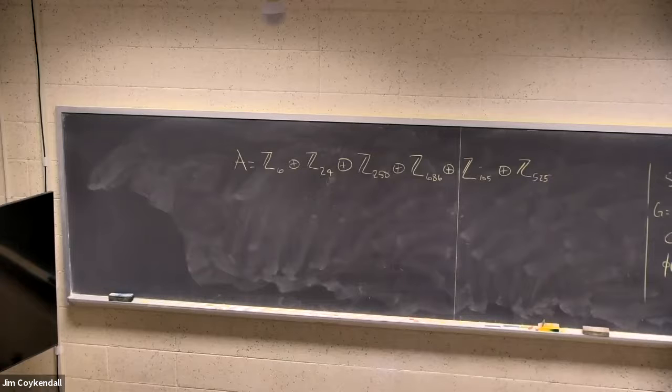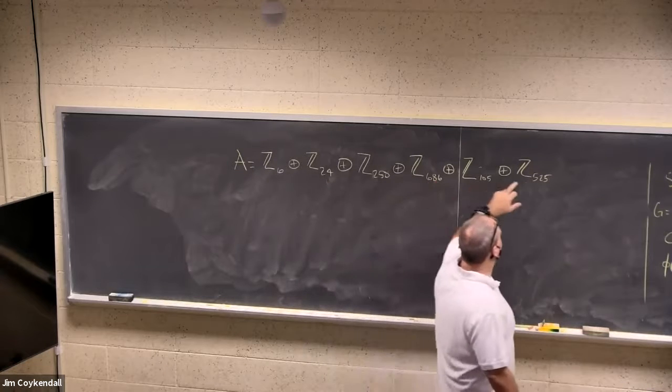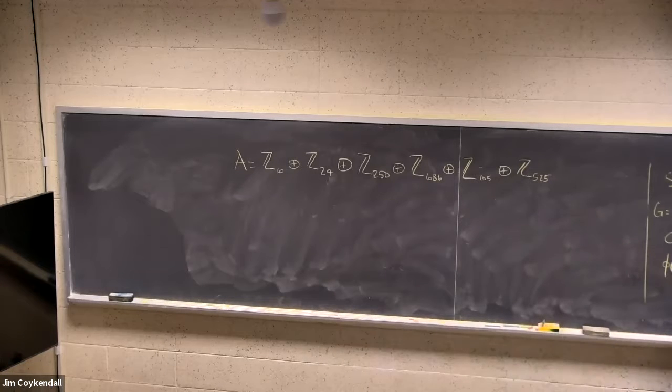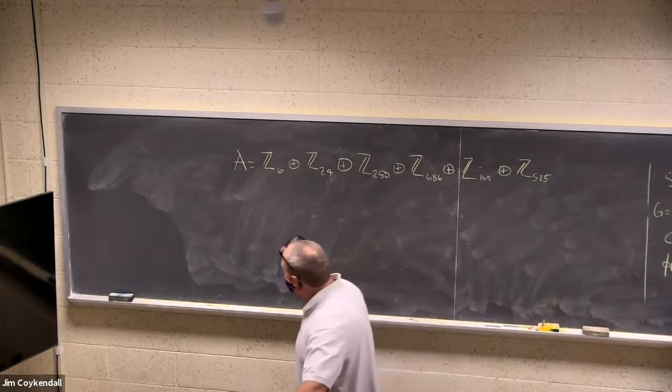Now, anybody know how we rewrite it in this form? Certainly, this is a direct sum of cyclic groups, I think we can all agree: cyclic groups of order 6, 24, 250, 686, 105, 525. However, it's certainly not true that you have the divisibility arrangement. So let me take you through this a little bit, and let me know if this is or is not familiar.